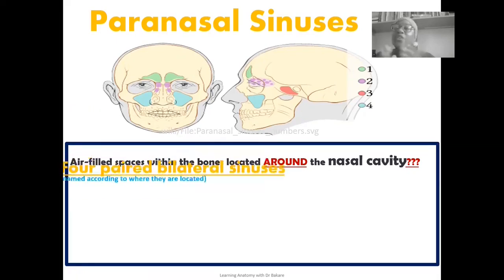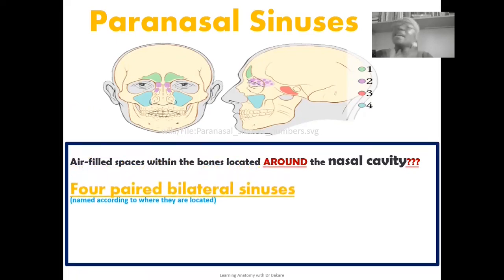So you have 4 paranasal sinuses. These paranasal sinuses, as they are 4 in number, they are seen in pairs, which means that they are 2, and they are also bilateral, which means that you have one on the right and also one on the left. And they are so named based on the name of the bones they are located in. So it depends on the name of the bones where the sinuses are located. That will be used as a basis for naming the sinuses. So we have 4, as we've said.